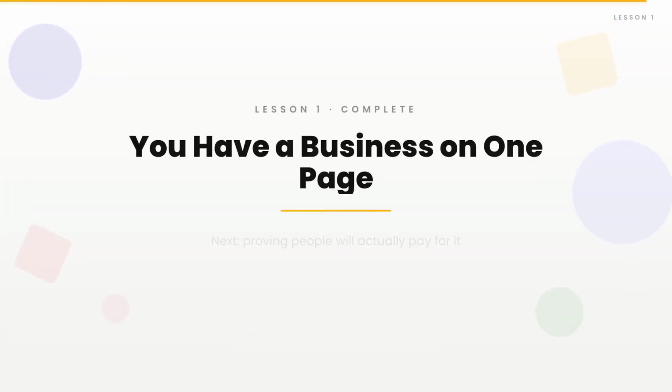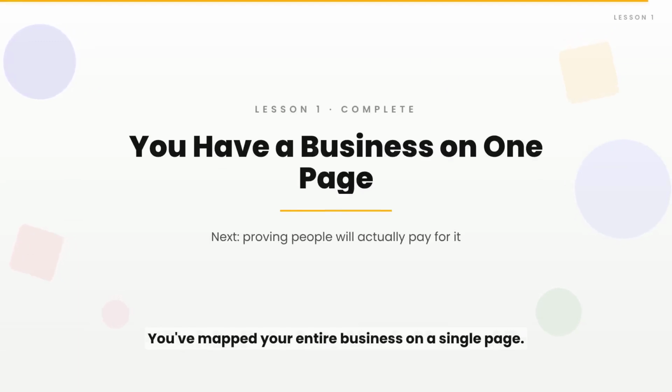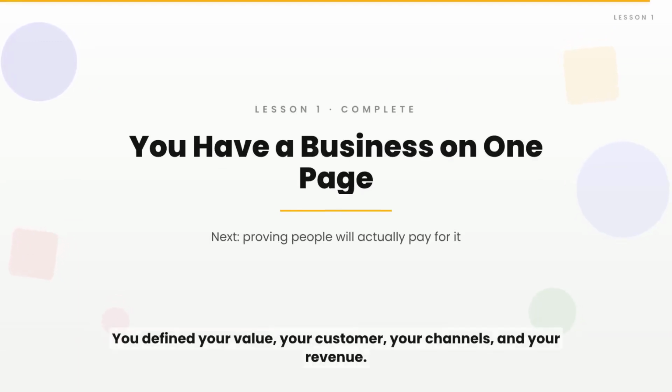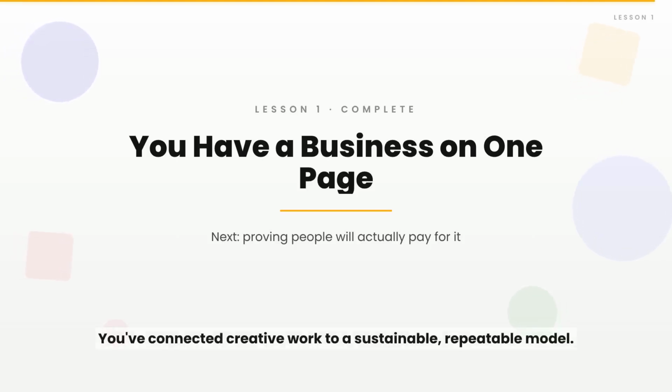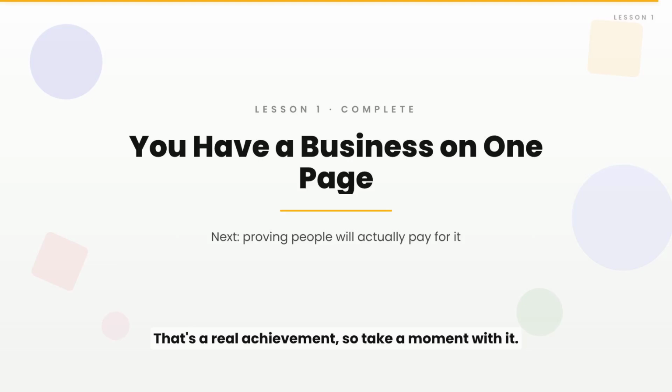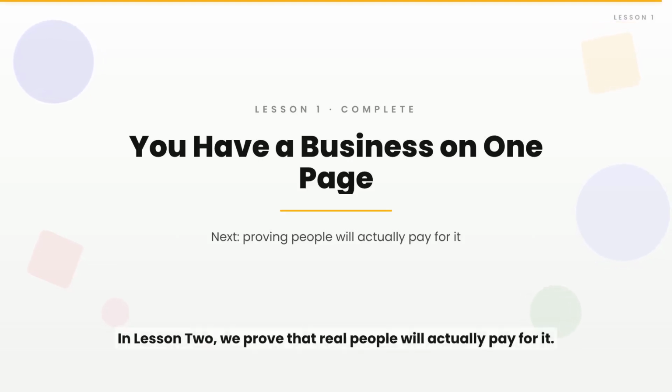Let's recap what you've built. You've mapped your entire business on a single page. You defined your value, your customer, your channels, and your revenue. You've connected creative work to a sustainable, repeatable model. That's a real achievement, so take a moment with it. In Lesson 2, we prove that real people will actually pay for it.